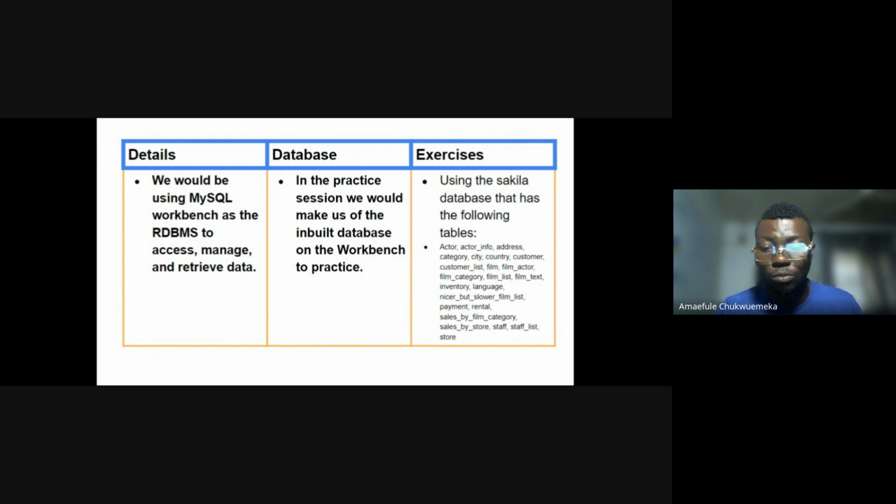I'm trying to log into my MySQL Workbench. Okay, so we have the tables for actors, the actor information table, address, categories, city, countries, customer list, film, film actor, and film category, and all that. All of those tables we find in that database that we will be learning and practicing with.